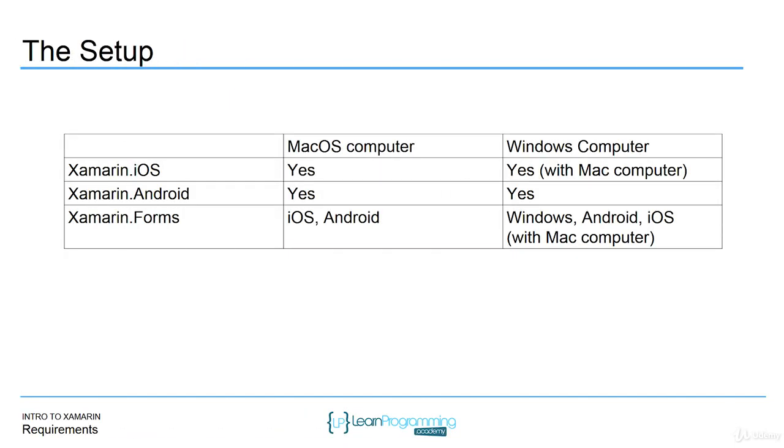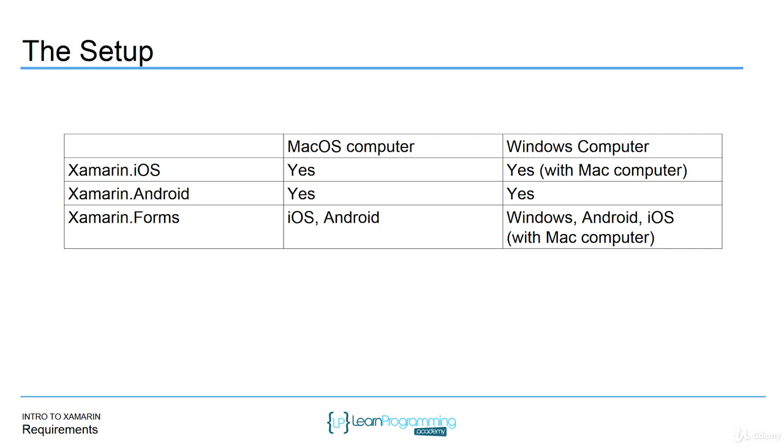First, let's take a look at what you can do if you have a Mac computer and what you can do if you have a Windows computer. Let's start with Xamarin iOS, which is the classic part of Xamarin that is oriented to iOS specifically. If you have a Mac computer, you're good to go. You can start building Xamarin iOS applications.